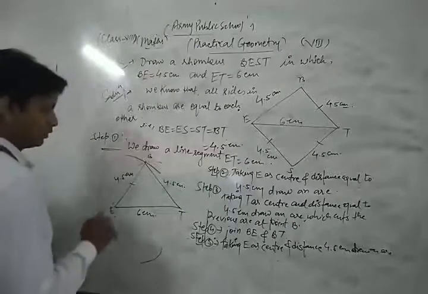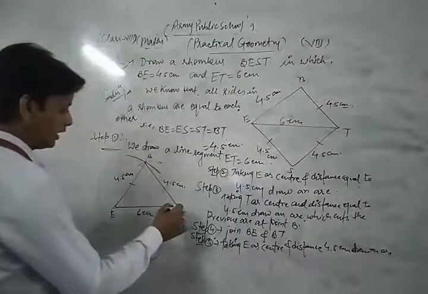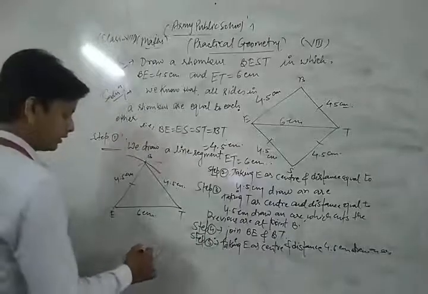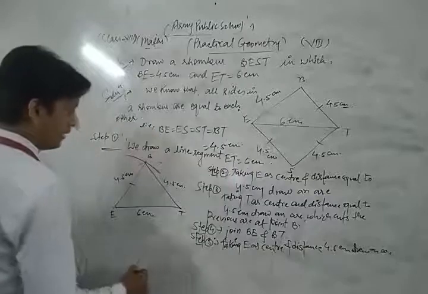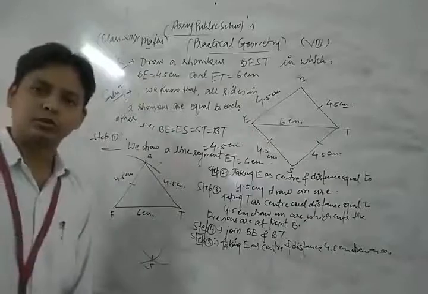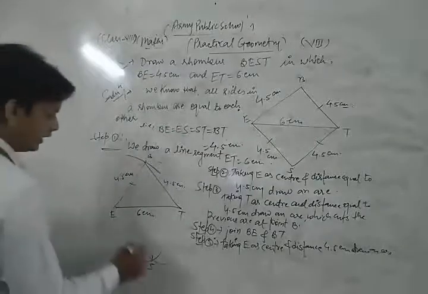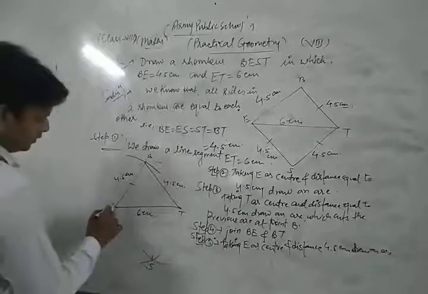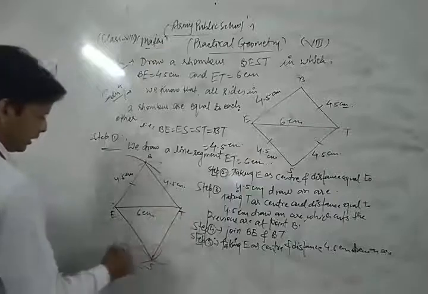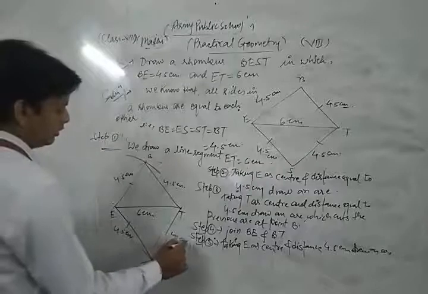Now, similarly, in next step, taking T as center and distance equal to 4.5 centimeter, draw another arc which cuts the previous arc at point S. Suppose that. Okay. Now, finally, we just join ES and ST, which are equal to 4.5 centimeter and 4.5 centimeter.